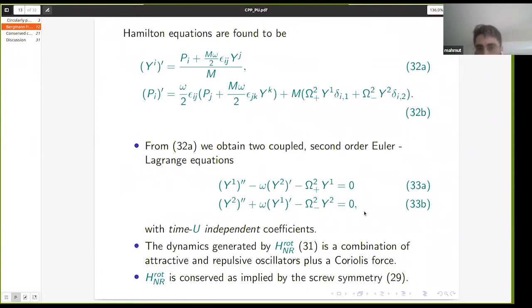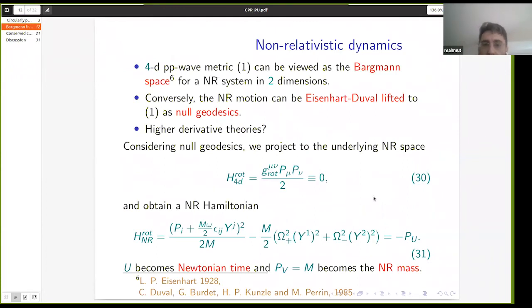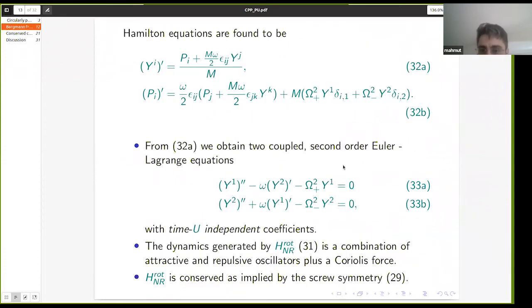But if you do this null reduction, from this mass-shell condition you generate a non-relativistic Hamiltonian with a lower dimensional, 4-dimensional phase space. The equations of motion for this Hamiltonian structure are exactly the same. So what I am trying to tell you is that the geodesic equations of motion for this 4-dimensional space define a lower dimensional, 2-dimensional, let's say, non-relativistic system at the same time.